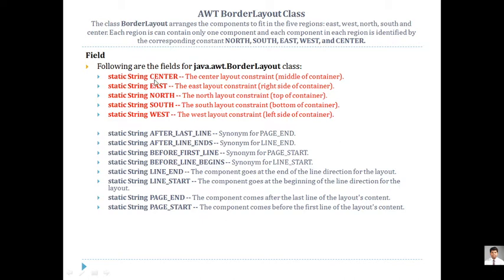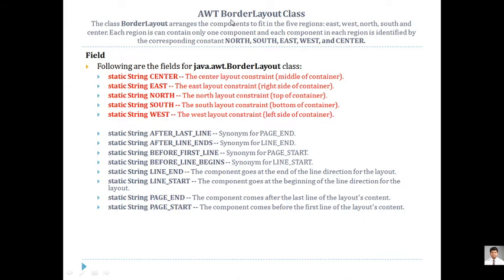So here there are some keywords. These are nothing but constant values: center, east, north, south, and these are always in uppercase. Whenever any variable is written in Java in uppercase, it means it is a constant. Some values are assigned by default to this variable. So this is a string variable with the value center, and it will be setting constant values to what we call the border layout.